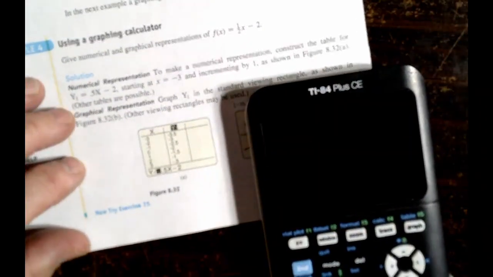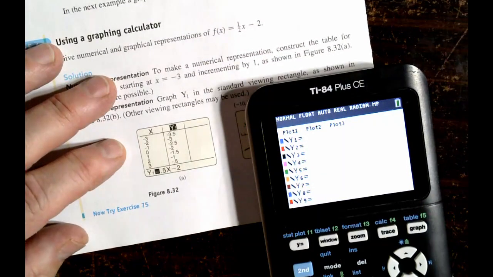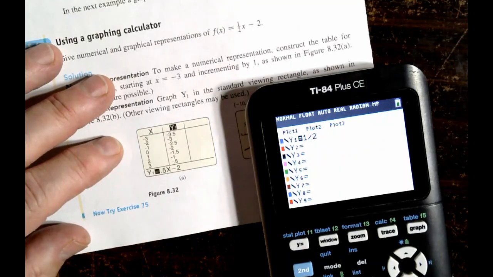As we did before in section 8.1, you can just hit y equals, and make sure you turn your plot 1 off. Got to go up there and turn it off. So 1 divide 2, and then type in x subtract 2.